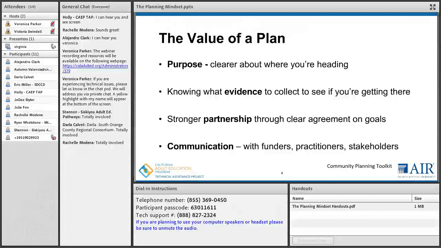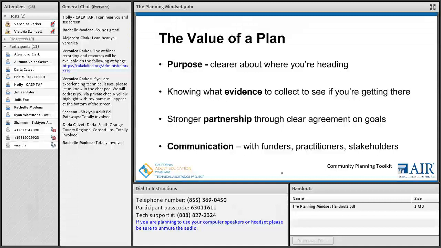And last, a plan is really useful to communicate what you're doing, why you're doing it, what you're going towards, both for funders, in this case the state of California, but also with all of the people in your community, stakeholders, practitioners, and frankly, sometimes the customers, the students themselves. If you can articulate why you're doing something, it's just better than saying, well, this is just what the program is. It's like, oh, well, we actually thought about this. We got a lot of input. We have a plan, and this is where we're going.